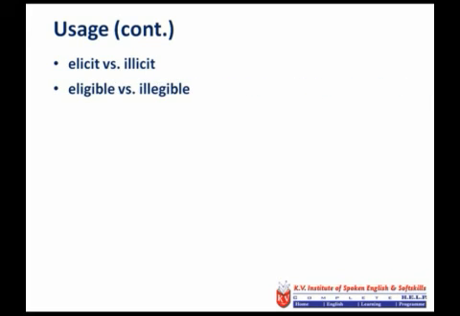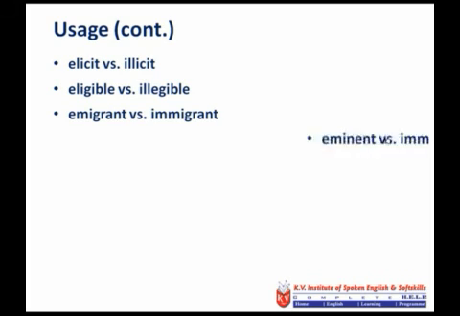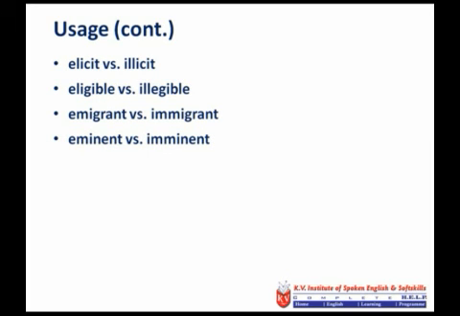Eligible versus illegible. Eligible is fit or proper to be chosen. Illegible means not legible. Emigrant versus immigrant. An emigrant is a person who emigrates as from his or her own native country or region. An immigrant is a person who migrates to another country. Eminent versus imminent. Eminent is high in station or rank. Imminent, which means likely to occur at any moment.